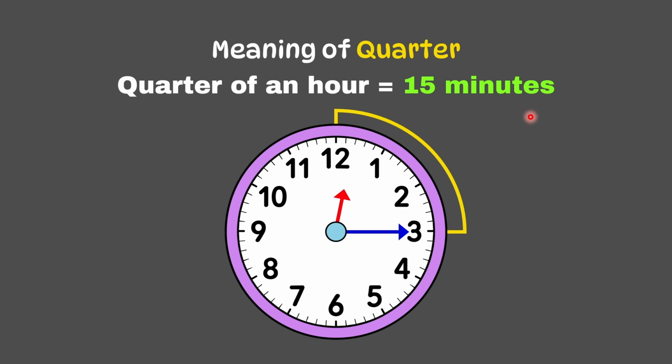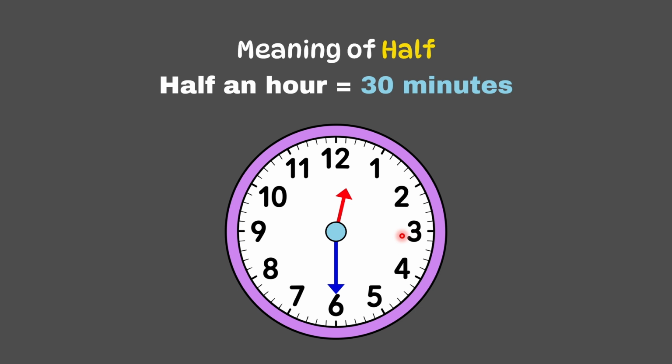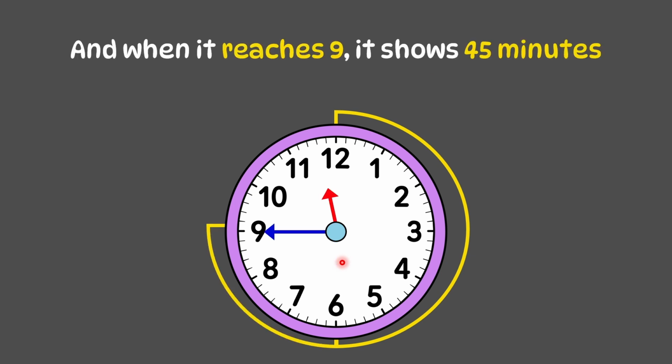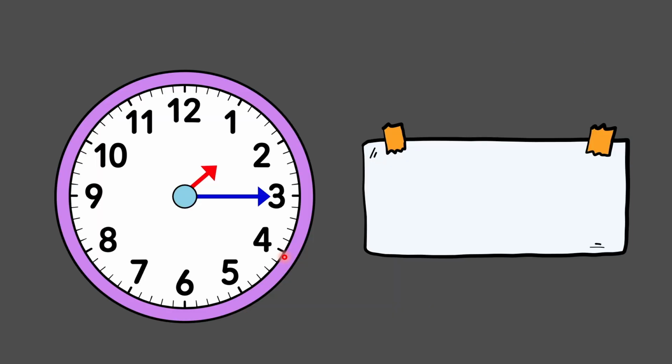When the minute hand reaches 3, it shows 15 minutes. A half hour means 30 minutes. When the minute hand reaches 6, it shows 30 minutes. And when it reaches 9, it shows 45 minutes. These positions will help us use the special time words. Now we will try to read some clocks using quarter and half.